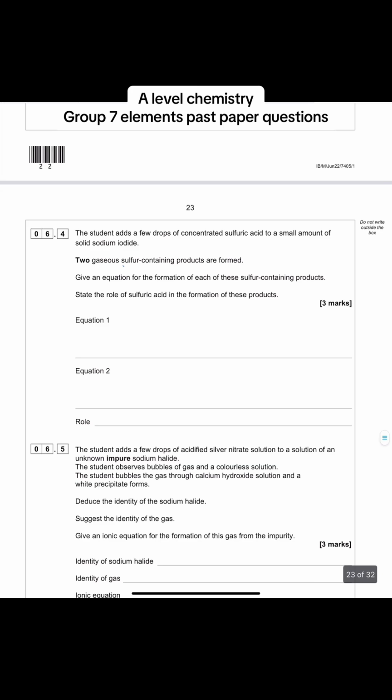The student adds a few drops of concentrated sulfuric acid to a small amount of solid sodium iodide. Remember, this question is about the reducing power of the halides. Iodide is the most reducing, or it has the highest power. It will usually reduce the sulfuric acid to give two different gases containing sulfur, which are hydrogen sulfide and sulfur dioxide. Remember that bromide has less reducing power, so it will only give you sulfur dioxide.